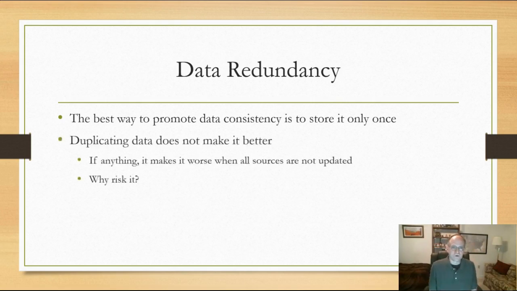Duplicating data does not make it better. Storing it twice doesn't make it more durable. Remember, the ACID model says data is going to be durable anyway, so we don't need to store it multiple times to protect it. If anything, storing it multiple times makes it worse, because when we go to update data, if we don't update it everywhere, we go back to our inconsistent data problem.